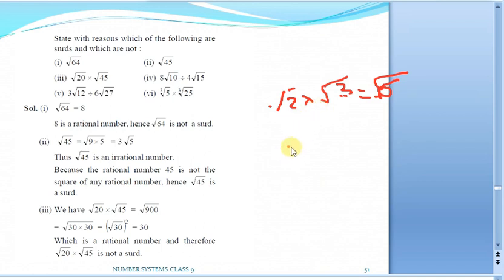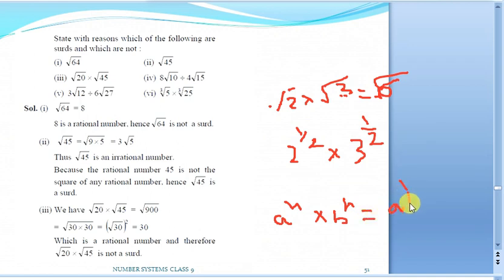Suppose it is 2 power 1 by 2 and 3 power 1 by 2. We already saw that a power n into b power n will be (ab) power n. So when the powers are the same and the bases are different, we can just multiply the bases and keep a common power. That is what I am doing here. So just assume the square root as 1 by 2. Try to interchange the things and see. Whatever is convenient for you, you can follow that notation.